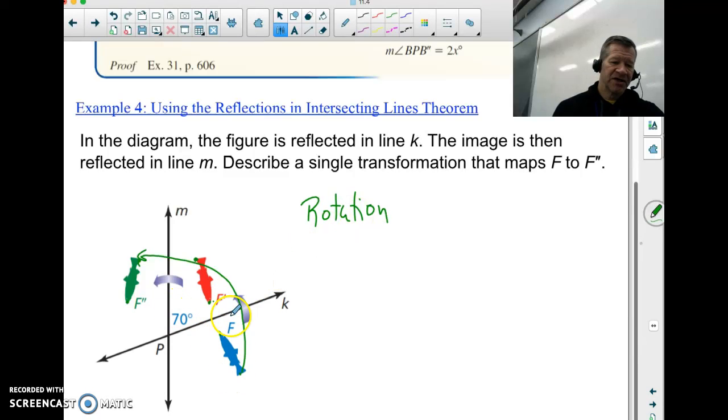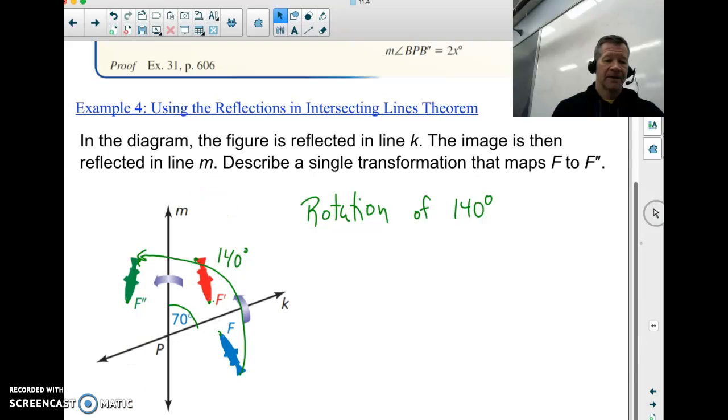Well, the angle of rotation is going to be double the angle that K and M started at. So since that started at 70 degrees, this is going to be a rotation of 140 degrees. So it's simply a rotation of 140 degrees that got the blue fish, fish F, all the way to the green fish, F double prime. And that is the reflections in intersecting lines theorem.